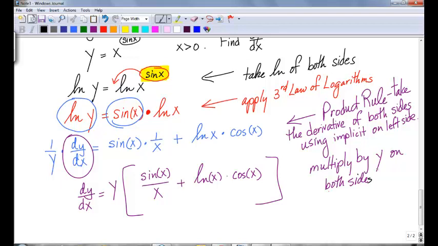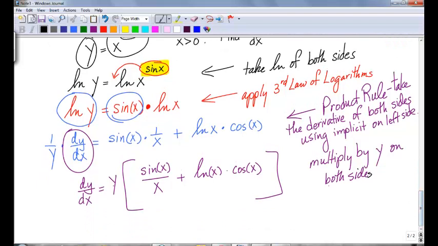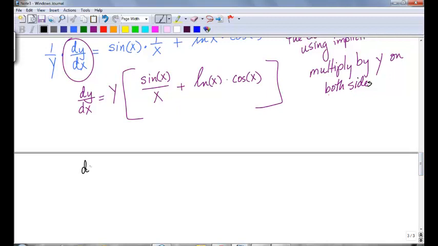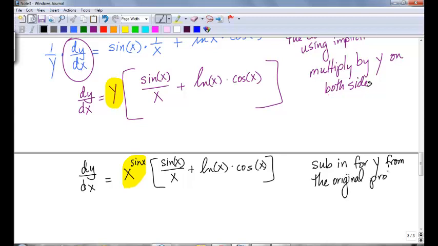Okay, and then if you remember, what's y? So you've got to go back up here. y is equal to this. So you've got to sub that in right here. So the derivative of y with respect to x is x to the sine x power, and then sine x over x plus the natural log of x times the cosine of x. So all we did there was say, what is y? It's back in the original problem. So sub in for y from the original problem. So you found the derivative of x to the sine x power using logarithmic differentiation.